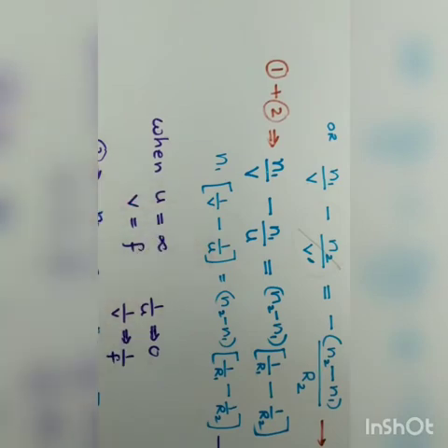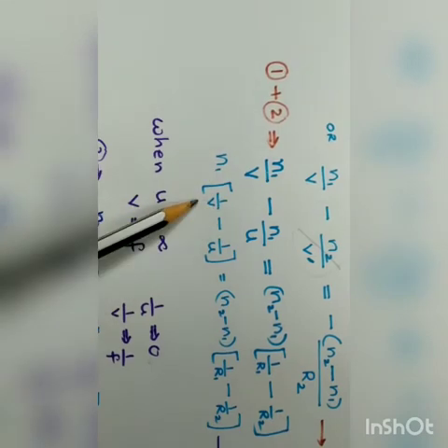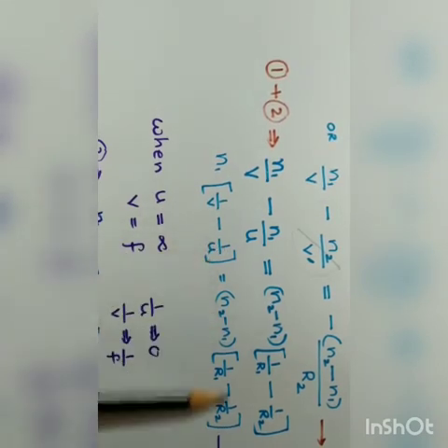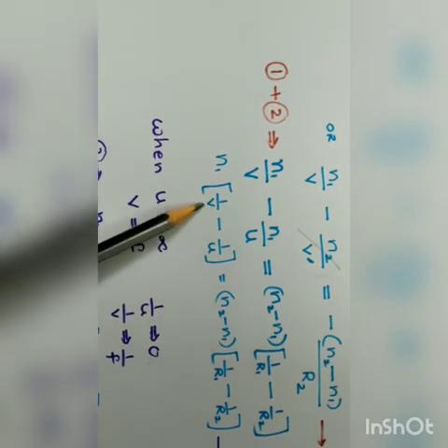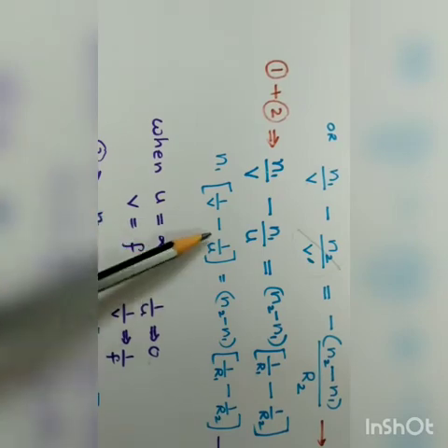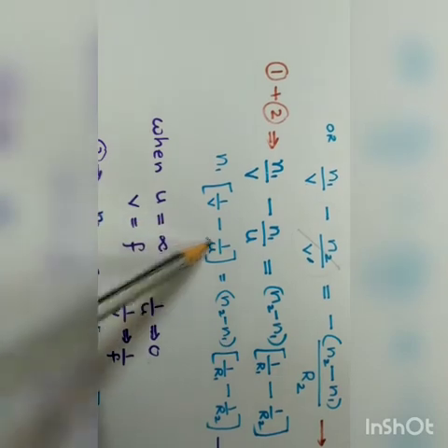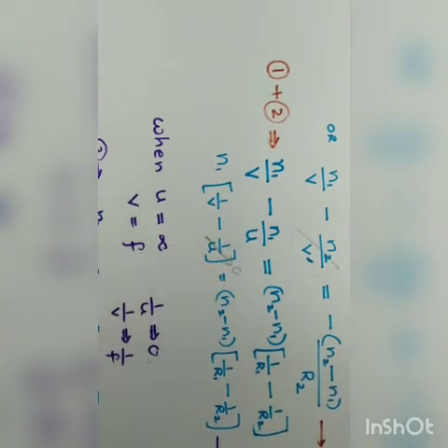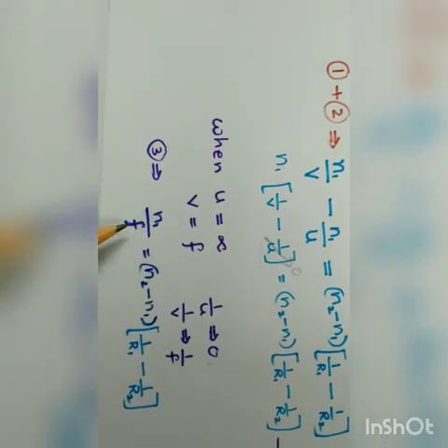So substituting these values, N1 into 1 by F minus 0 is equal to the right side. N1 into 1 by F, V becomes F. Minus 1 by U, this part becomes 0, gets cancelled because 1 by infinity is 0. So what remains? N1 by F is equal to N2 minus N1 into 1 by R1 minus 1 by R2.